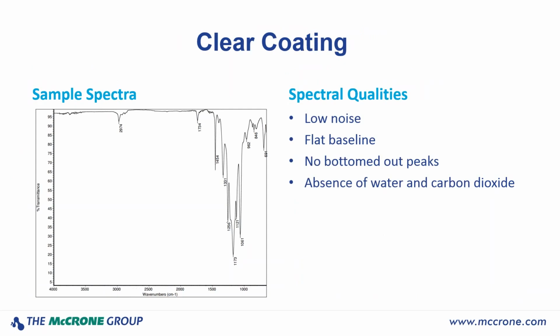Let's look at the spectra of the clear coating first. A quick visual scan tells us that this is a good quality spectrum. There's very little noise, despite how small that sample was. The baseline is flat, none of the peaks are bottoming out, and we are not seeing large interferences from water or carbon dioxide. Good quality spectra are easier to interpret and analyze.